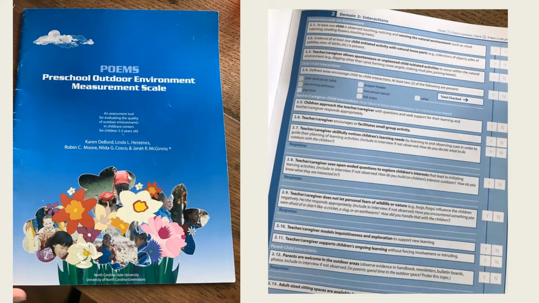Now, another one is the POEMS, the Preschool Outdoor Environment Measurement Scale. This one has to do with your outdoor learning environment, but what I love about it is that it also brings the teacher interaction piece into play. So there are some items that are just looking at the outdoor environment as far as materials and stuff, but then there are some that directly include the teacher and what the teacher's role looks like here.